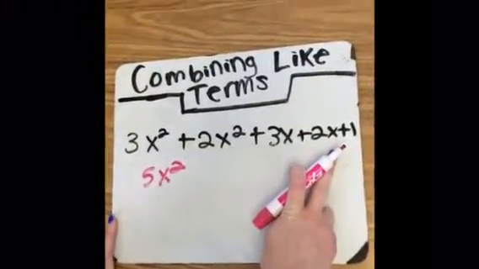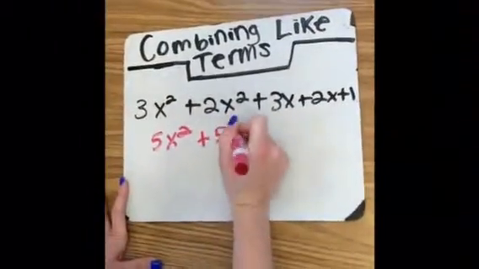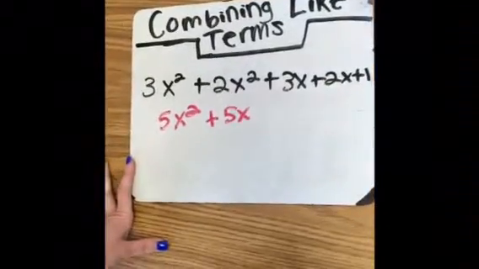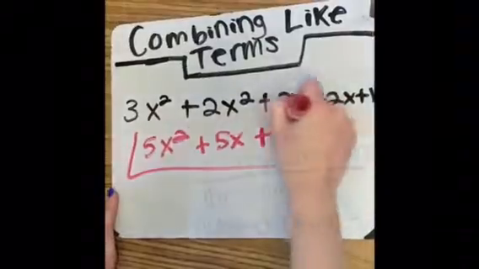They are all like terms. They both contain an x. So then you have plus 5x. And then you have a lonely 1 over here without any other like terms. So you just put plus 1. This is your final answer.